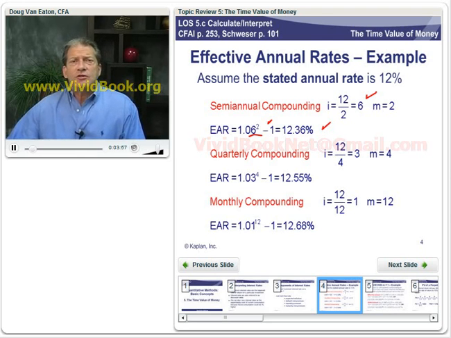The next thing to notice here is that with quarterly compounding, so 3% per quarter with a stated annual rate of 12%, would compound for 4 periods, and with more compounding periods, a greater effective annual rate. With monthly compounding, it goes up even a little bit more. This is like on a credit card statement, right? If they told you that your annual percentage rate is 12%, in fact, they mean 1% compounded every month. So your effective annual rate would be 12.68% interest for any balances that were outstanding over a 12-month period.